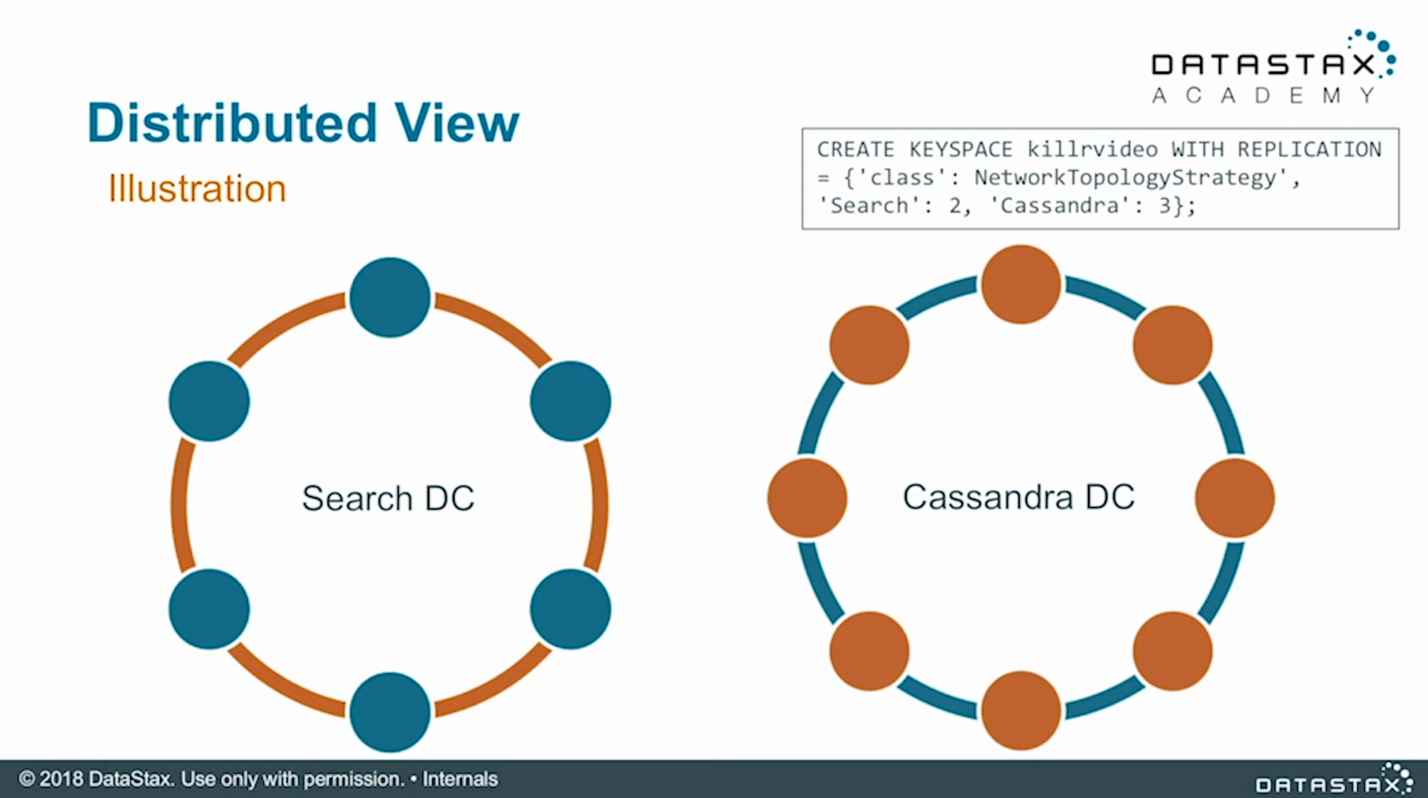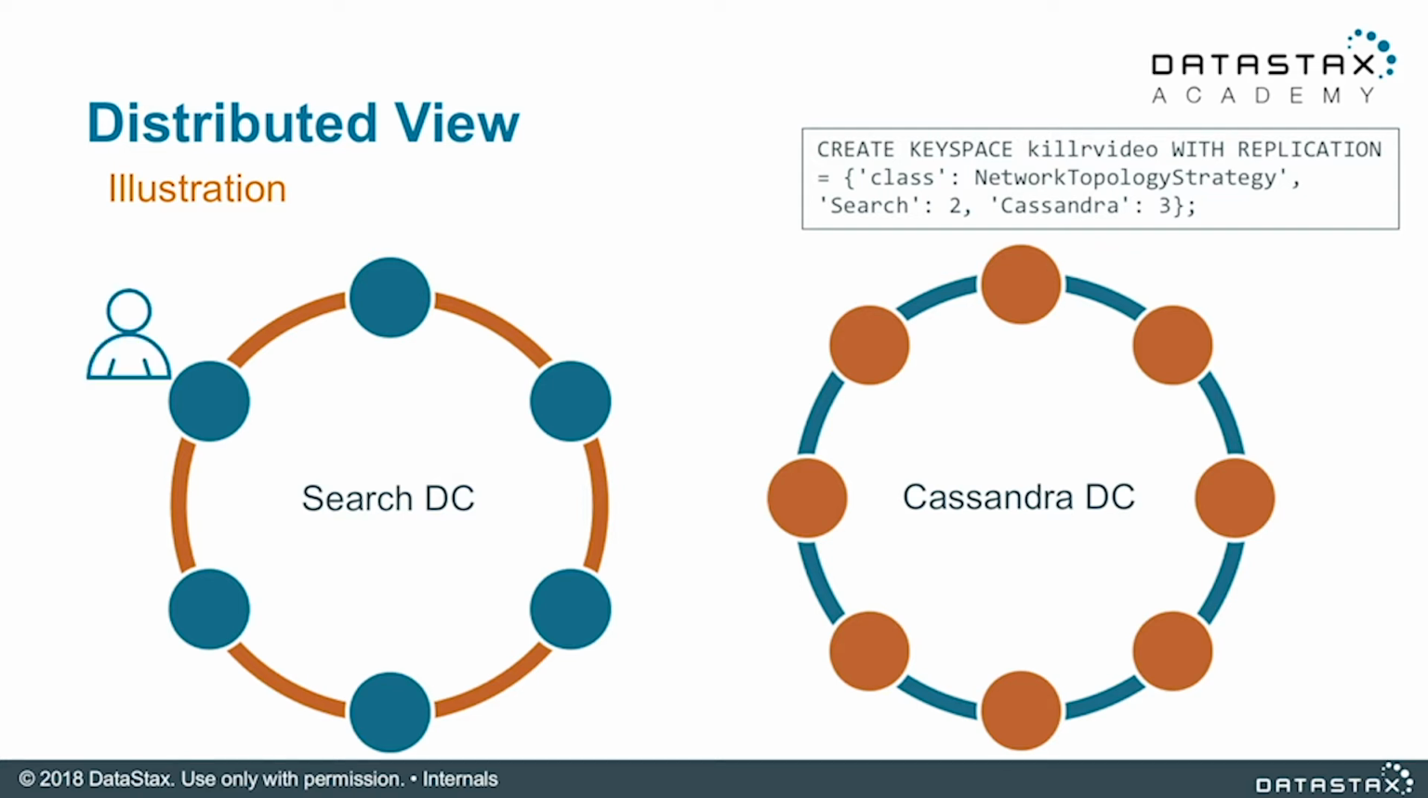Here you can see an example of a DSC search cluster that is divided into two data centers, a search data center and a Cassandra data center. Based on the keyspace definition in the upper right, the data that will be written to the tables in this keyspace will have 2 replica nodes in the search data center and 3 replica nodes in the Cassandra data center, for a total of 5 replicas.